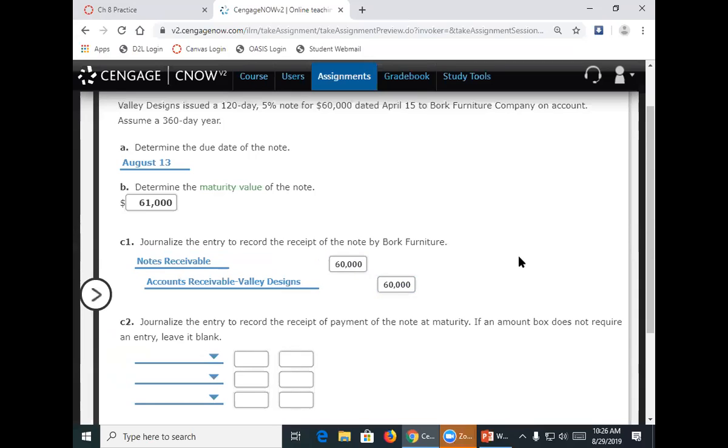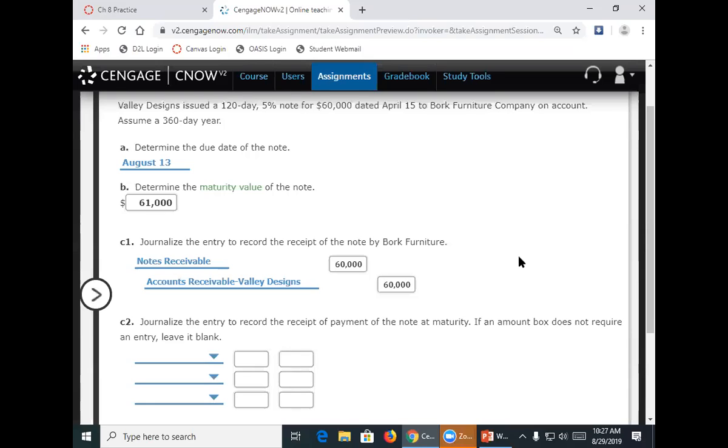So even if they didn't have an account receivable at first, they still credit accounts receivable? Well, this one says it's on account, so they did have an accounts receivable. If it didn't say that, it would say for cash. You would still debit notes receivable, but you would credit cash. There's really two reasons for a note. It'll always be a credit to accounts receivable or cash. In this case, it's to Bork Furniture on account, so we're taking away their accounts receivable, but it could be for cash.